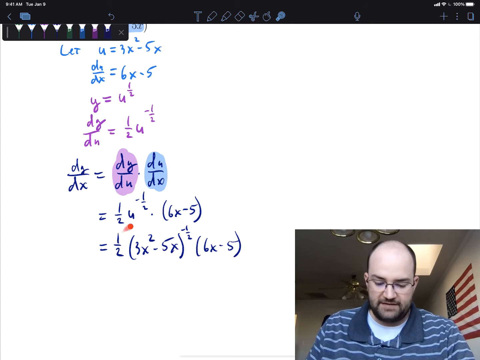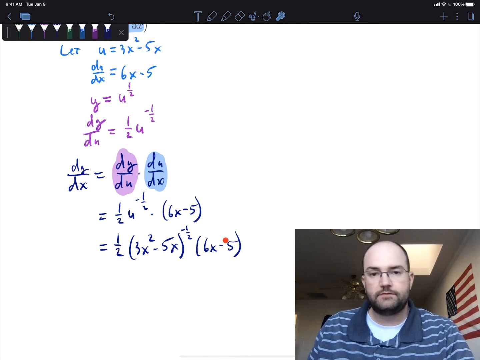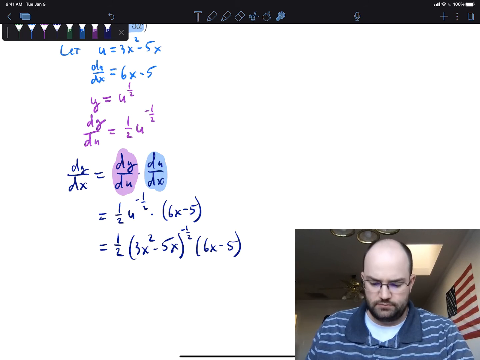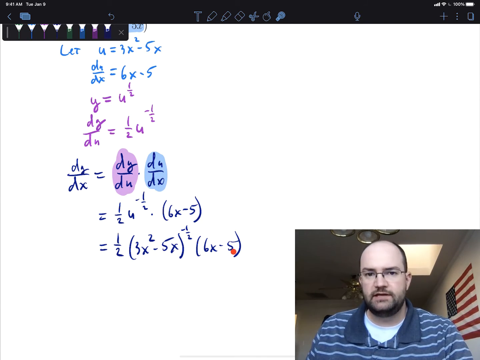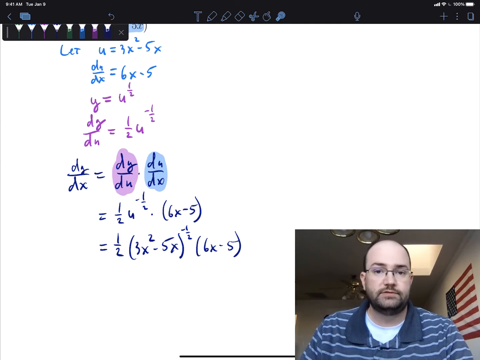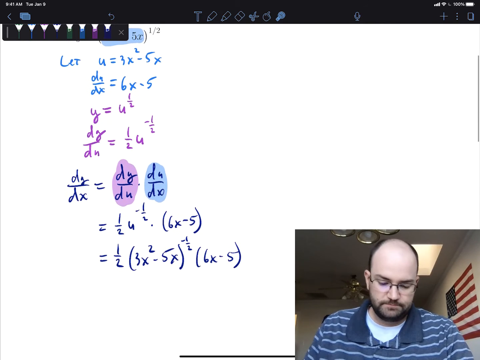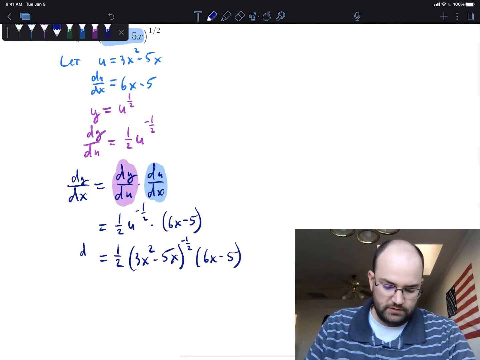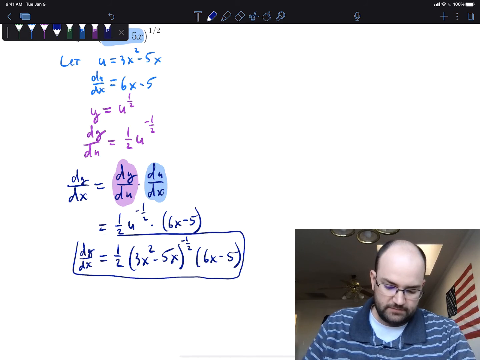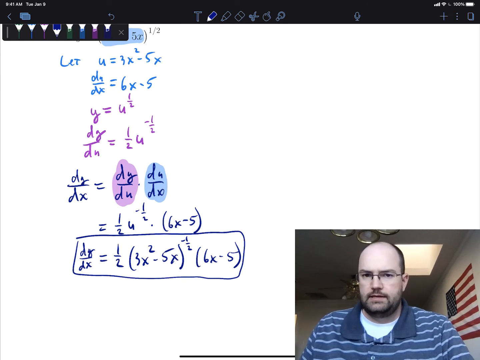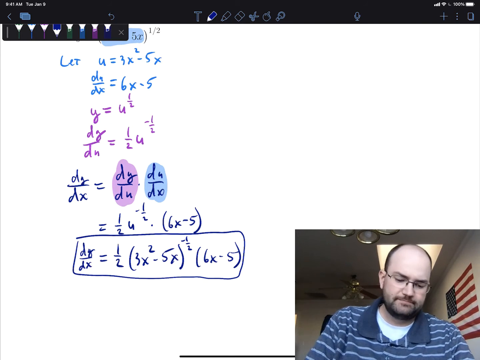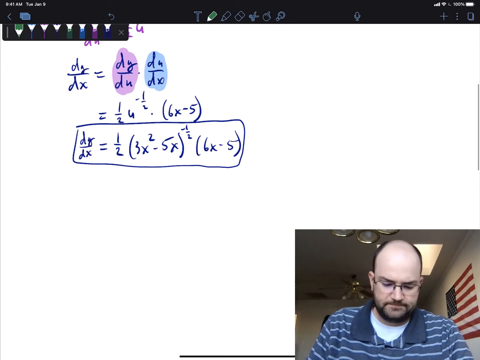Now you can take this 1/2 and distribute into this parentheses over here if you want to, but you don't need to. And the reason I would say not to is because this isn't an even number. If it was, I would say do it. It's always best to do it if you can, but there's really no reason to. So this is dy/dx. Now this is one way of doing it. I'm a little bit lazy, so let me show you something else.